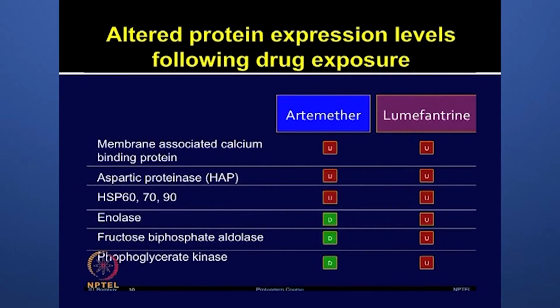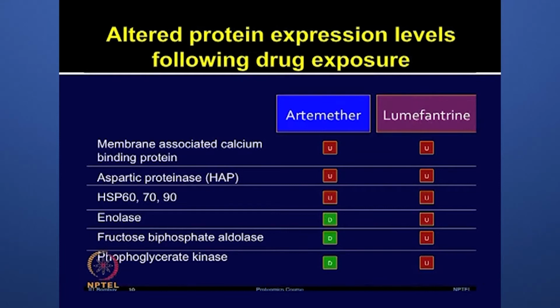Certain proteins were identified, few of those showed common response due to both drugs. However, there are certain proteins which showed opposite trends due to each of these drugs. Proteins such as membrane associated calcium binding protein were upregulated with both the drugs. Aspartic proteinase was also upregulated in both the cases. Heat shock proteins such as HSP 60, 70 and 90 were upregulated due to both the drug treatments.